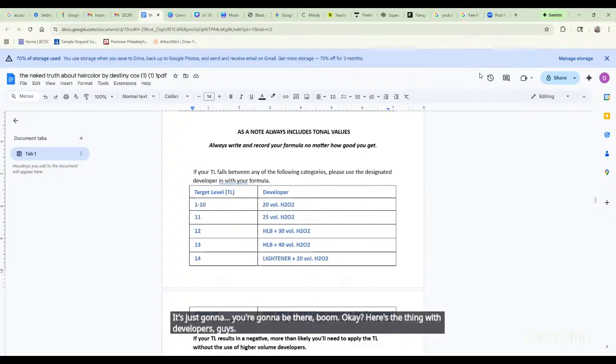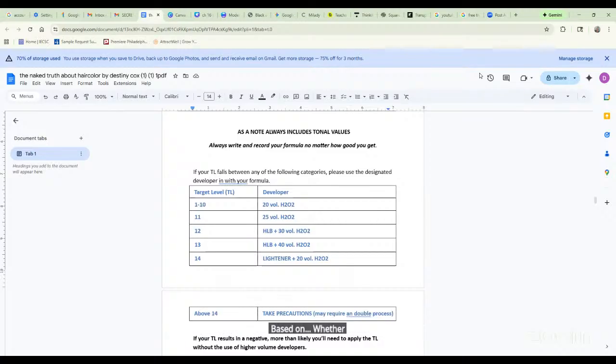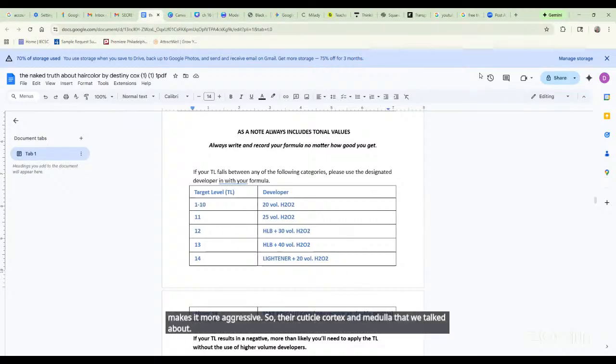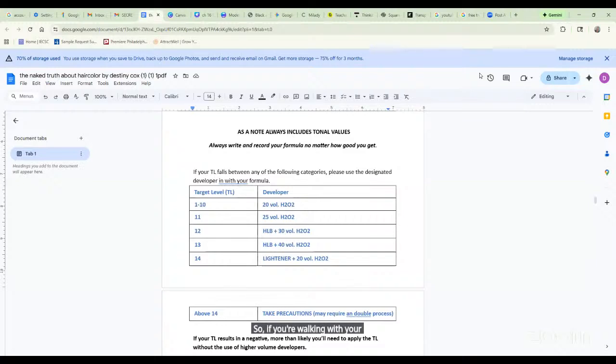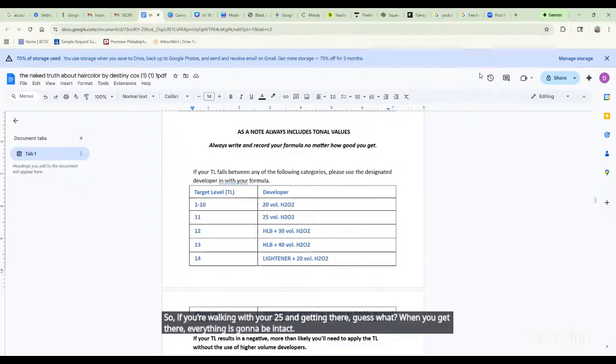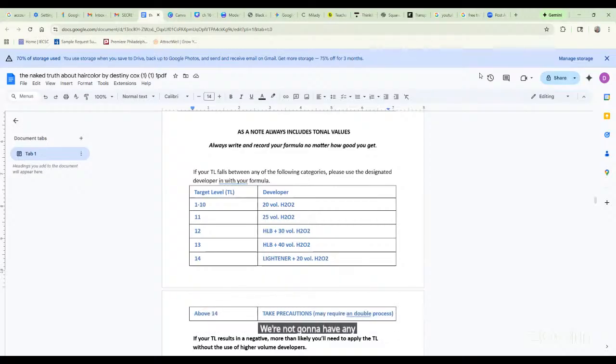Based on whether you want to walk to get there or whether you're going to get in a plane or a car to get there, okay? The higher the number makes it more aggressive. So that cuticle, cortex and medulla that we talked about. If you're walking with your 20 volume and getting there, guess what? When you get there, everything is going to be intact. We're not going to have any problems with your color.